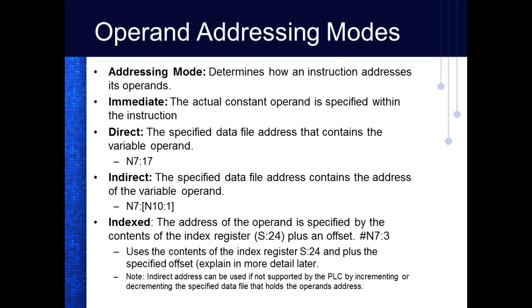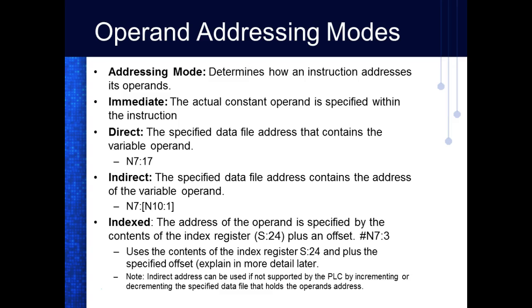And then we have direct addressing, and this is where we specify the address that contains the variable. So N7:17 would be word 17 inside the N7 data file, right? Indirect addressing, we haven't used this one yet, and we won't use it, but this is also available. Indirect addressing, the specified data file address contains the address of the variable operand. So this says N7, where would the operand actually be at? It's going to be whatever the N10 word wants.